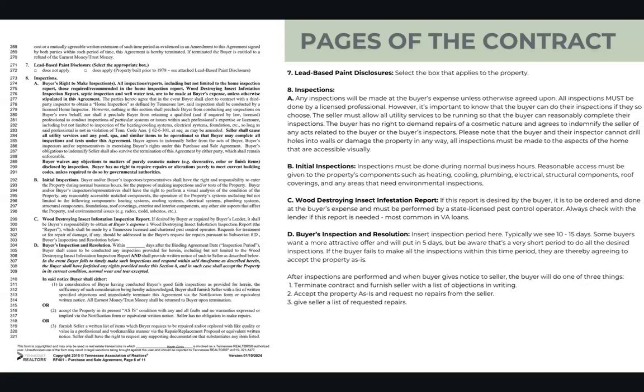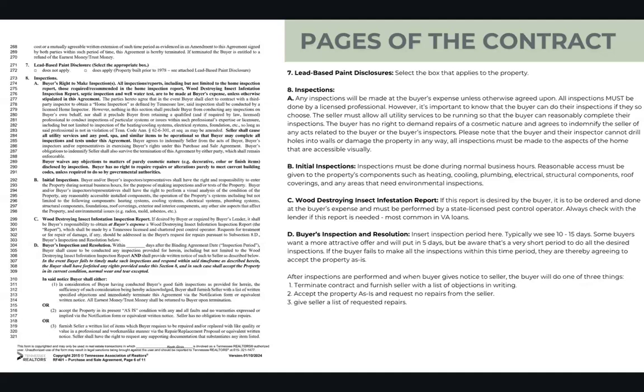Wood destroying insect infestation report. If this report is desired by the buyer, it is to be ordered and done at the buyer's expense and must be performed by a state licensed pest control operator. Always check with the lender if this report is needed. It's going to be most common in VA loans. And the buyer's inspection and resolution.